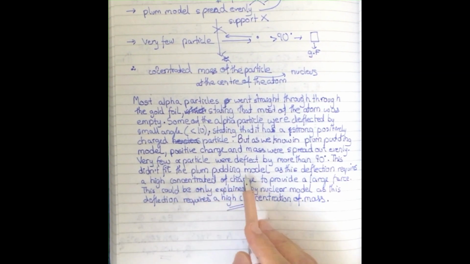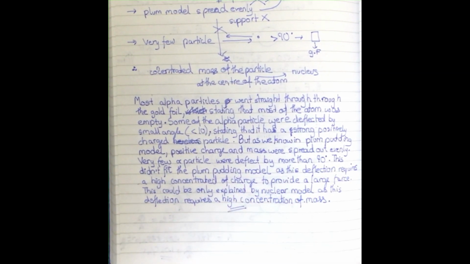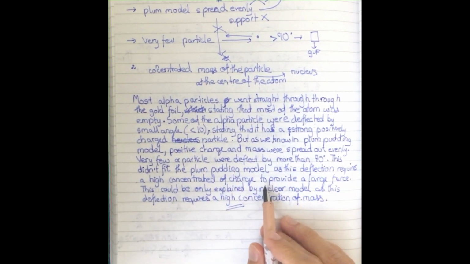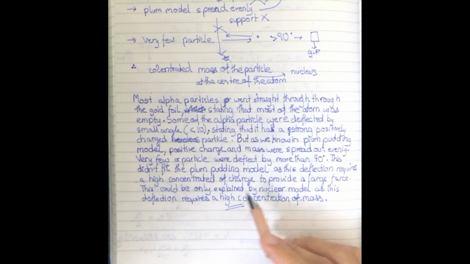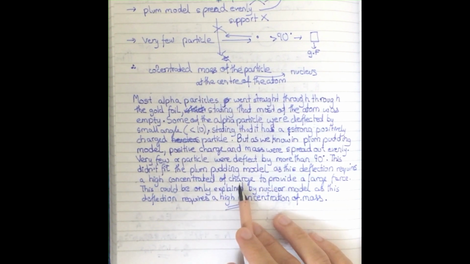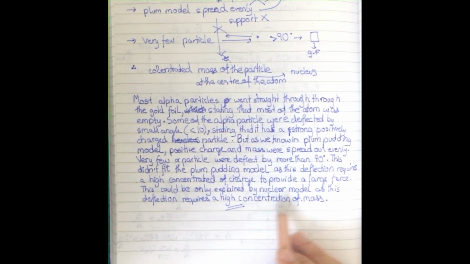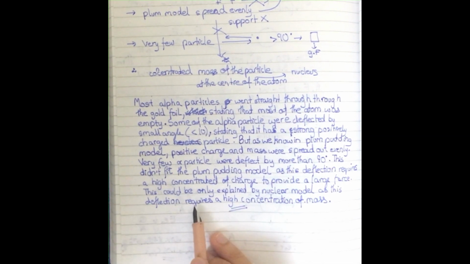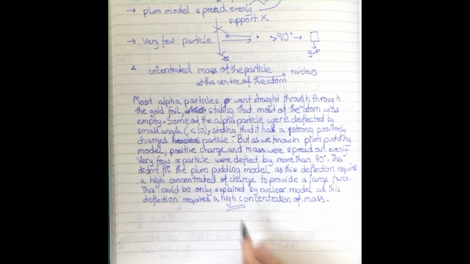This did not fit the plum pudding model, as this deflection requires a high concentration to make it go back. It requires a high concentration of charge, because alpha particles have two protons, so it must have a charge equal to or greater than two protons, a high concentration of charge to provide a large force. This could only be explained by the nuclear model. This is the alpha particle experiment, right? As this deflection requires a higher concentration of mass. So this is our answer.